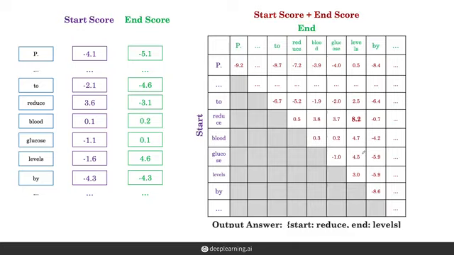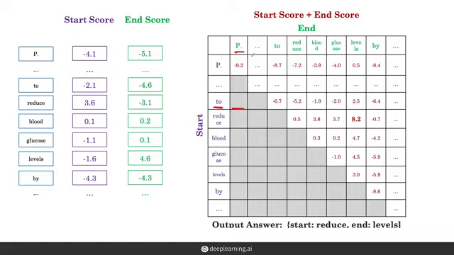We can force the end word to appear no earlier than the start word by only computing the scores in this upper triangular region. Remember that if we went here, then we're saying that the start would be after the end, which is not possible.